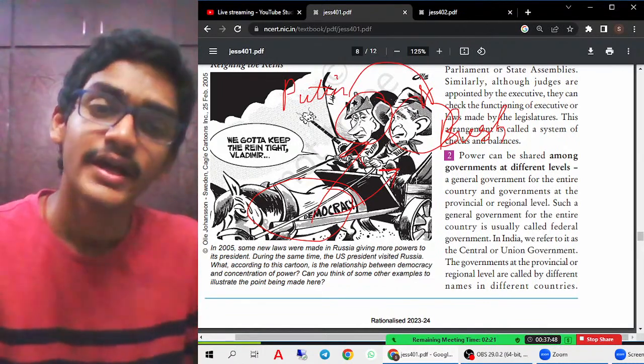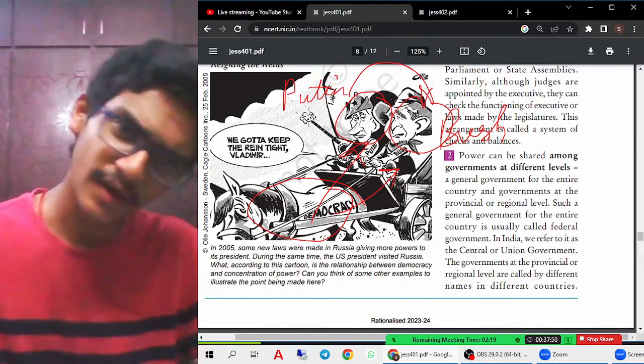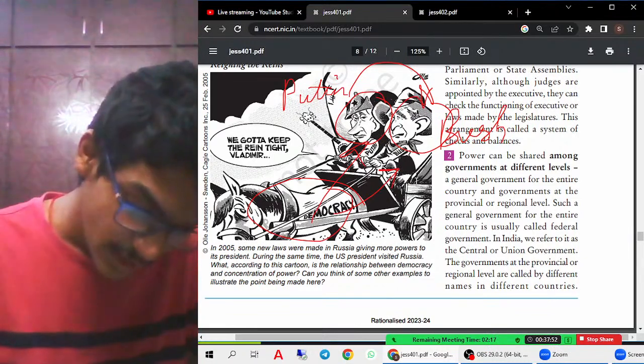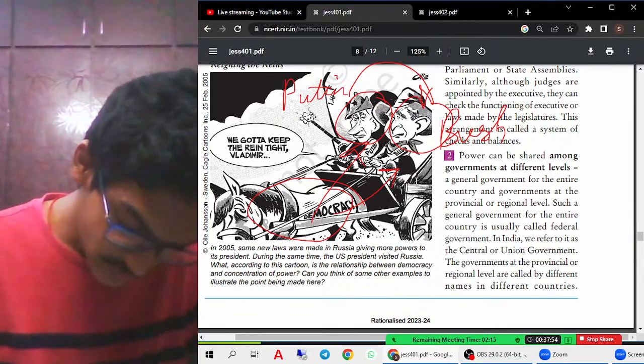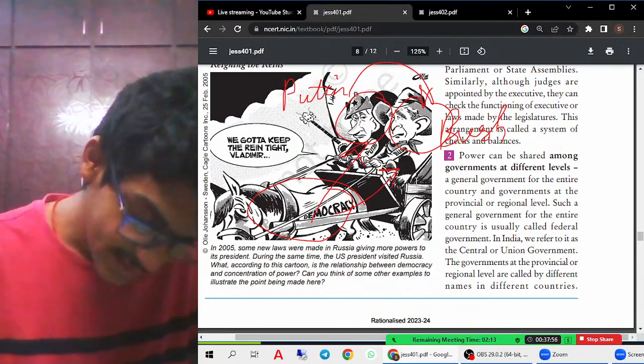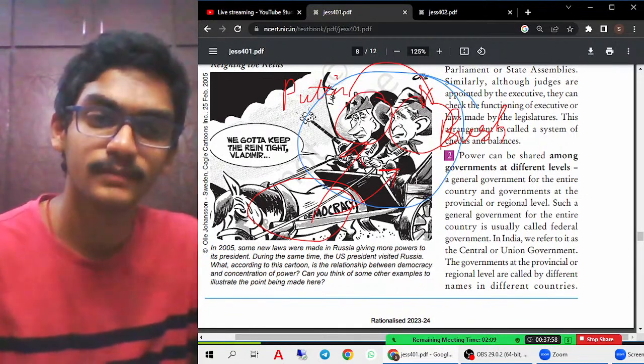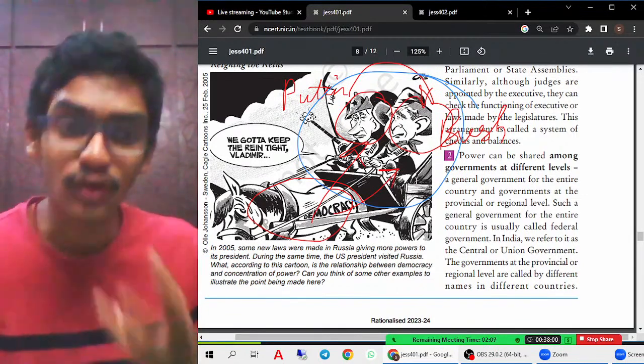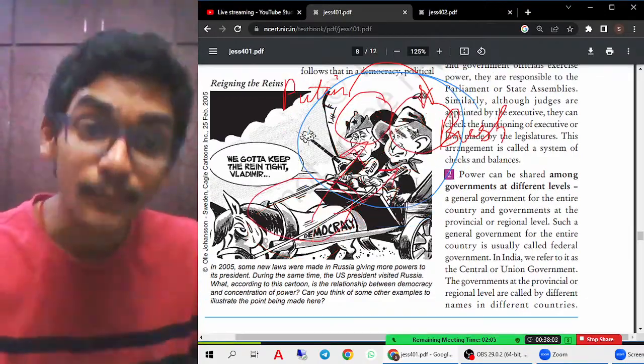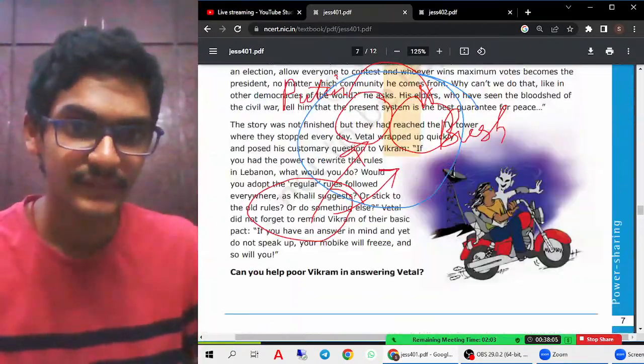As you always see, democracy is a concentration of power, when the power is shared in different groups. But the power can also be misused by different political leaders. So he's trying to have more power. That means presidents change the constitution to get more power also. That is seen here.